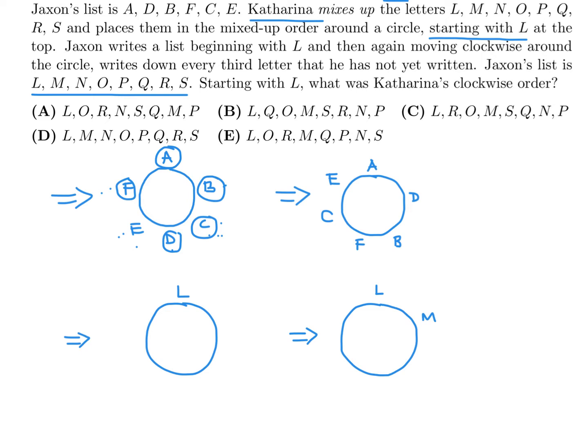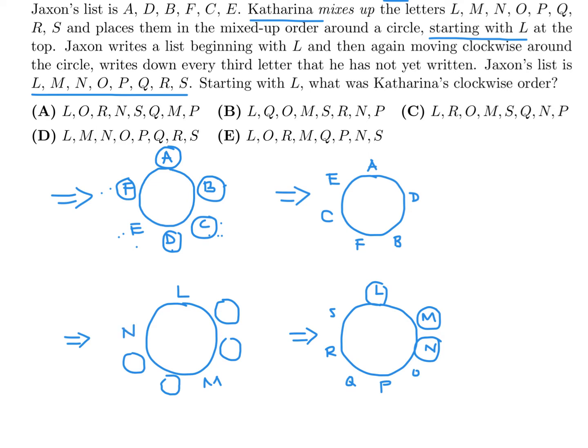So L, M, N, O, P, Q, R, and S. So basically alphabetical order. Okay, so let's figure this out. Oh boy. So this one is given. So the next one is M. So the M would have been the third letter. So let's say this is the first, this is the second, this would have been the third. Got it? Okay, so the next letter is N. So this would have been the next letter, and then the N.